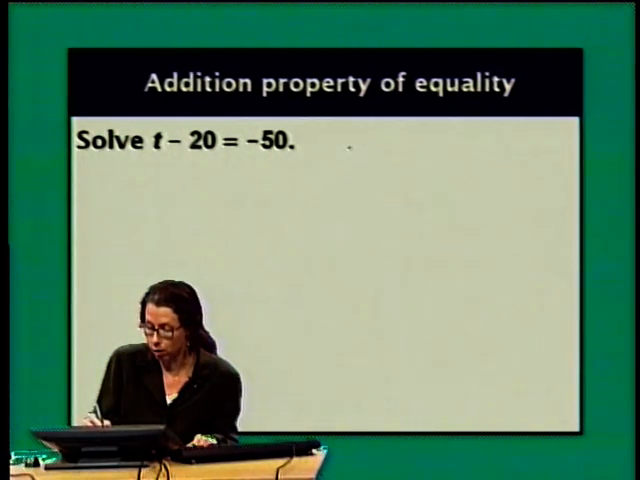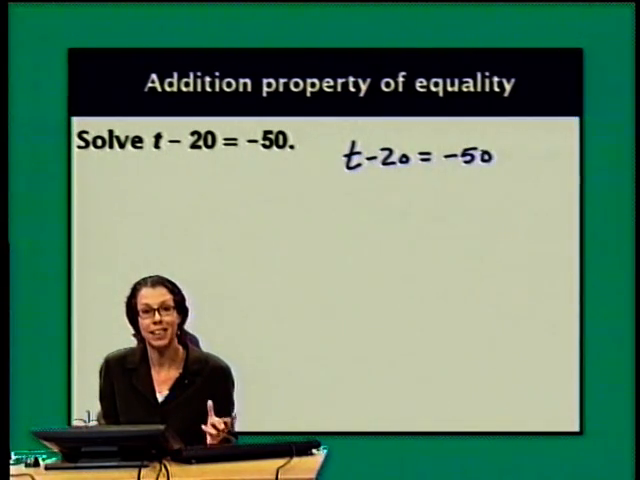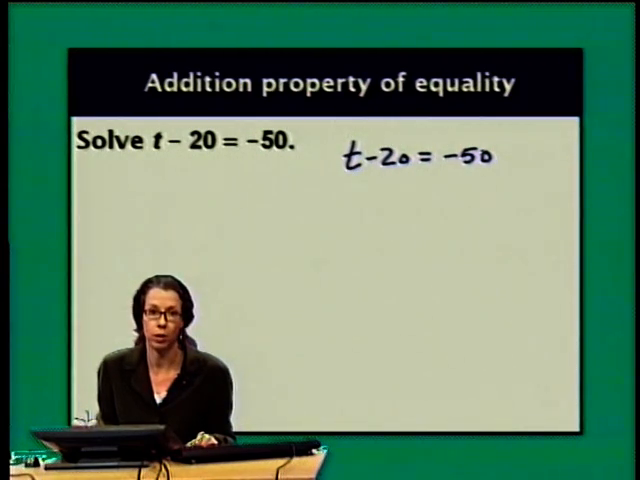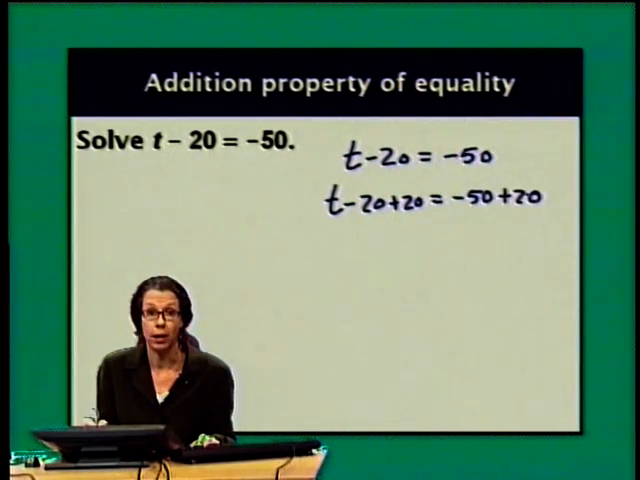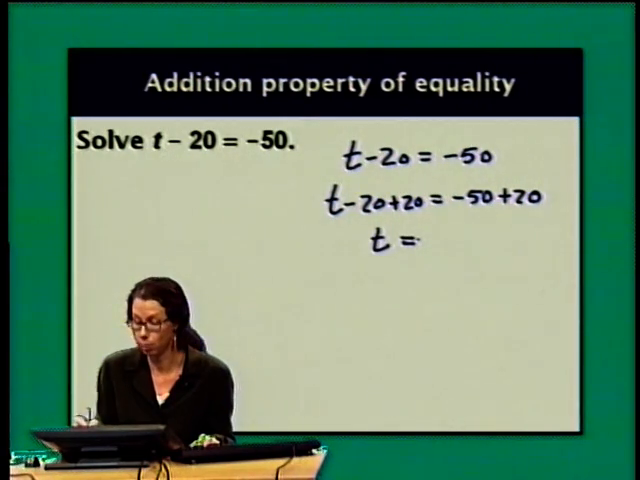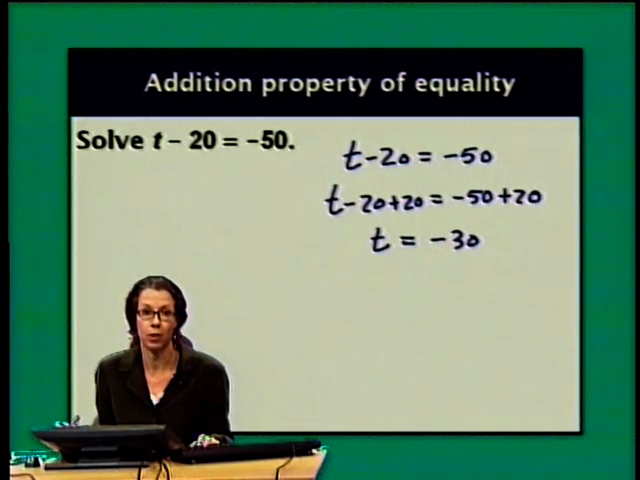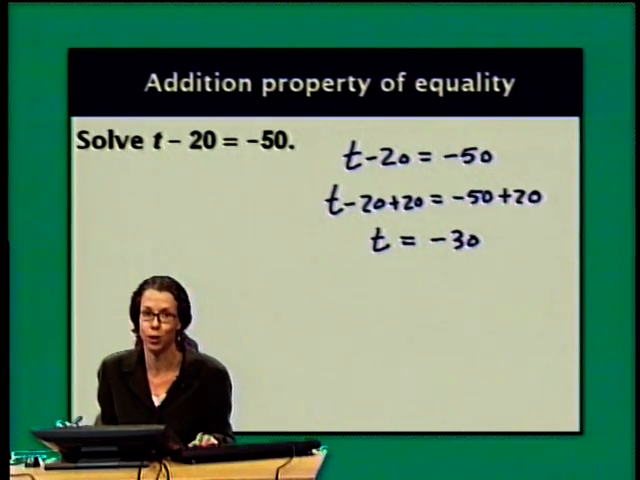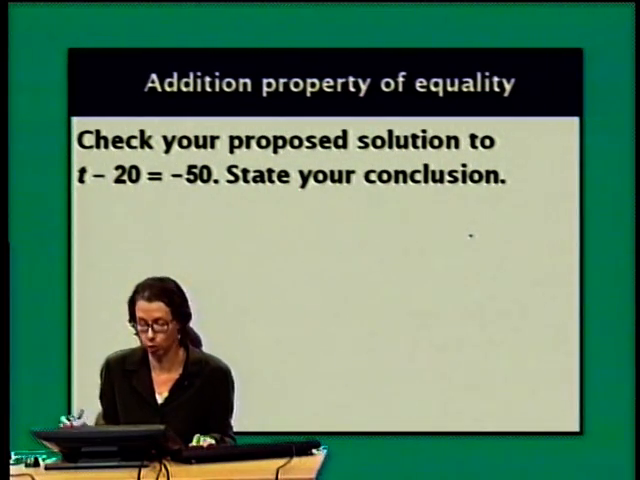So my equation here is T minus 20 equals negative 50. I want to get T by itself. I want to end up with an equivalent equation in the form T equals a constant. So what I'm going to do here is add 20 to both sides. And why did I do that? Because negative 20 plus 20 is 0, and T plus 0 is just T. So I end up with the equivalent equation, T equals negative 30, and I know the solution to that equation, it's negative 30. So now I want to check this proposed solution.